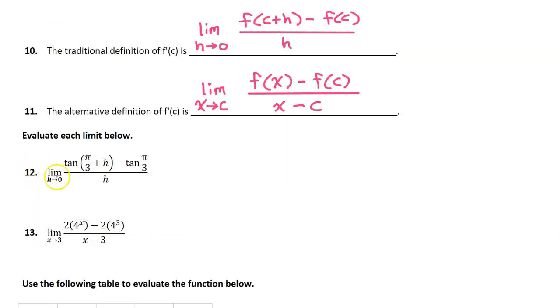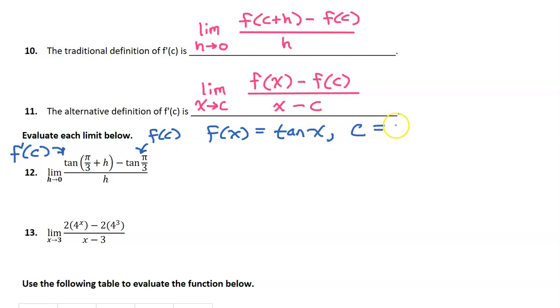Problem number 12. The easiest way to evaluate this limit is to realize that this is f prime at c. Compare this to the traditional definition of f prime at c. Notice that we have tangent of pi over 3 right here. So this is f at c. So that tells me that f of x must be tangent x, and c must be pi over 3.